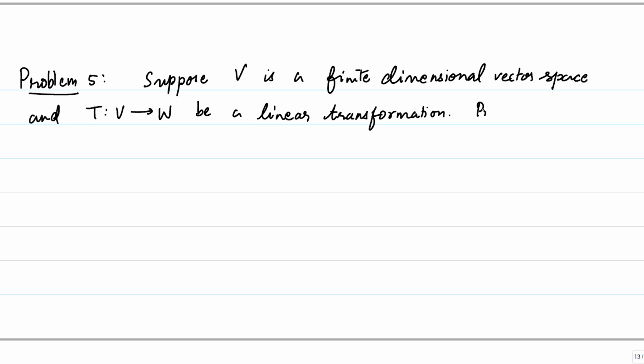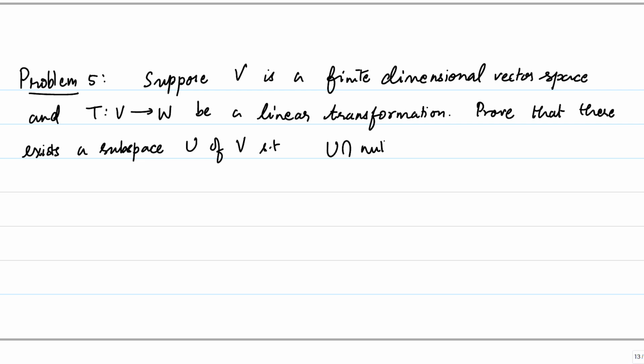Prove that there exists a subspace U of V such that U intersected with the null space of T is equal to the 0 set and such that R of T is equal to Tu for u in capital U.